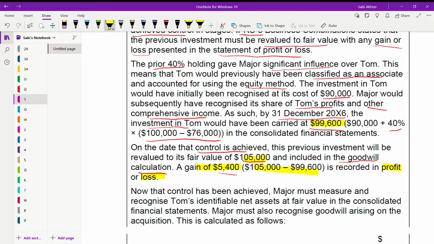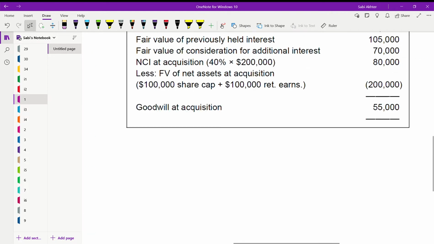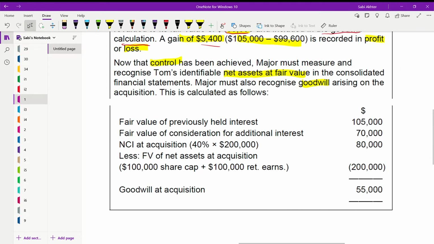Okay. So now because the control has been achieved, the key word is control, he must measure and recognize identifiable net assets at fair value. And also he must recognize goodwill arising on acquisition. So how this is calculated is shown below. Even though they didn't ask for this, they asked for discussion, in the discussion you have to calculate this. Because in the revision kit questions you must have seen that they ask you which supporting calculations explain or which supporting calculations discuss.